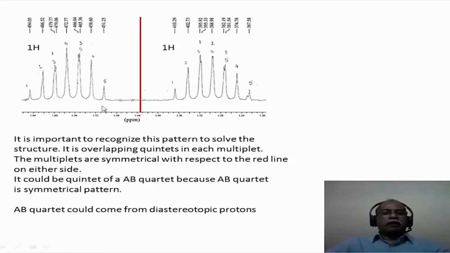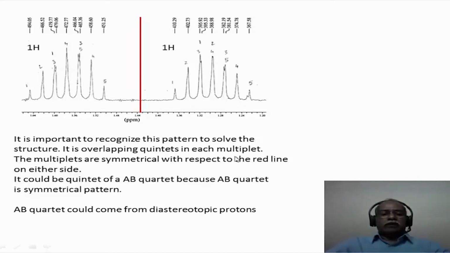I will count the number of lines for you. This is line 1, line 2, line 3, line 4 and line 5. And then again there is line 1, line 2, line 3, line 4 and line 5. In other words, this is an overlapping quintet kind of system. So an overlapping quintet will have 10 lines. Some of the lines are merged on top of each other, and that is why you don't see it. Similarly here also it is an overlapping quintet.